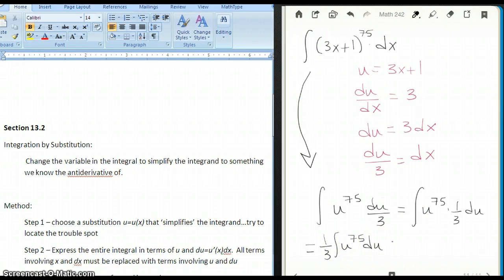And now we actually do know what to do with that in terms of an antiderivative, because I can do the antiderivative of u to the 75th. 1/3 u to the 76th over 76 plus c, of course. But I can't leave it like this because our original integral was written in terms of x.